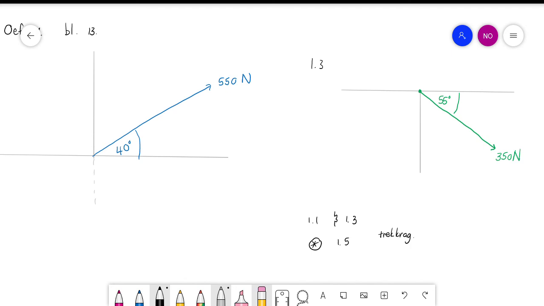A pulling force, which is not the same as the pushing force. Okay? And they also have a little bit of a catching out place there, because they refer to the vertical. So it forms an angle with the vertical.